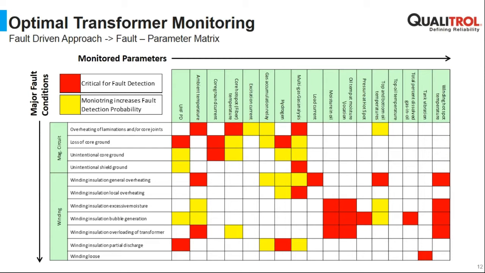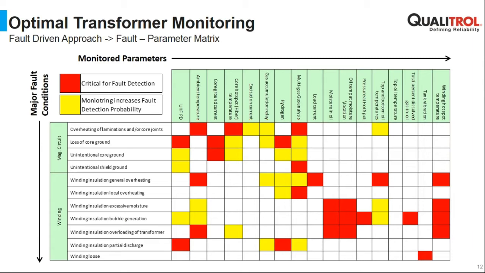And then what will also help us is knowing the hotspot temperature, because that is the worst place we have to look at. Additionally, the ambient temperature and the top and bottom oil temperature in comparison can also give us an idea. So combining these parameters, the red ones are the absolutely necessary ones in order to detect that.